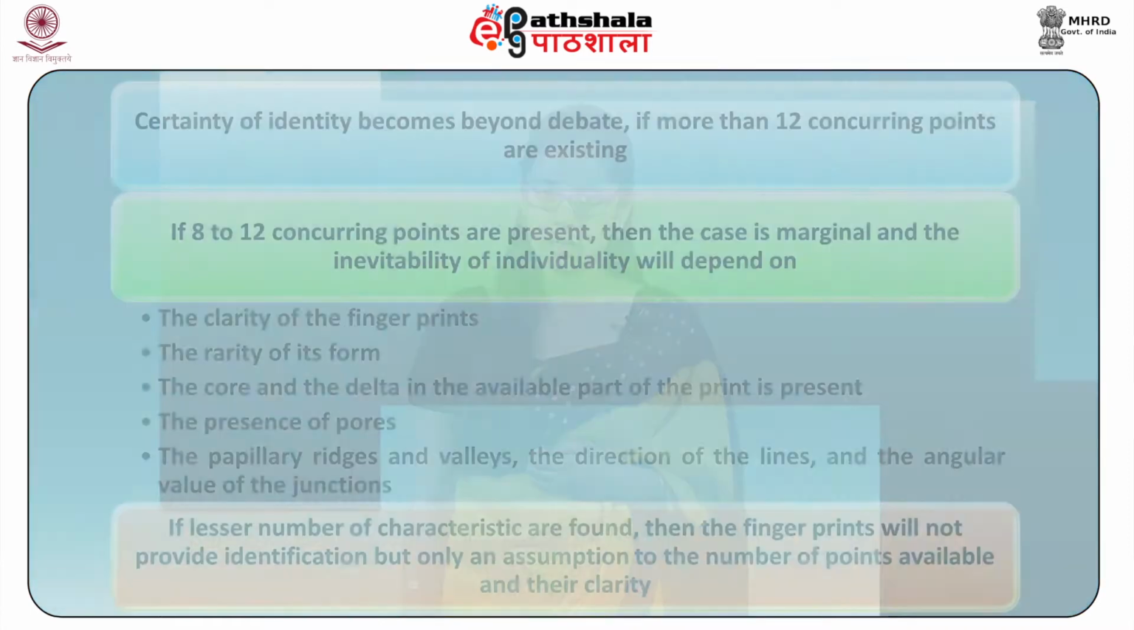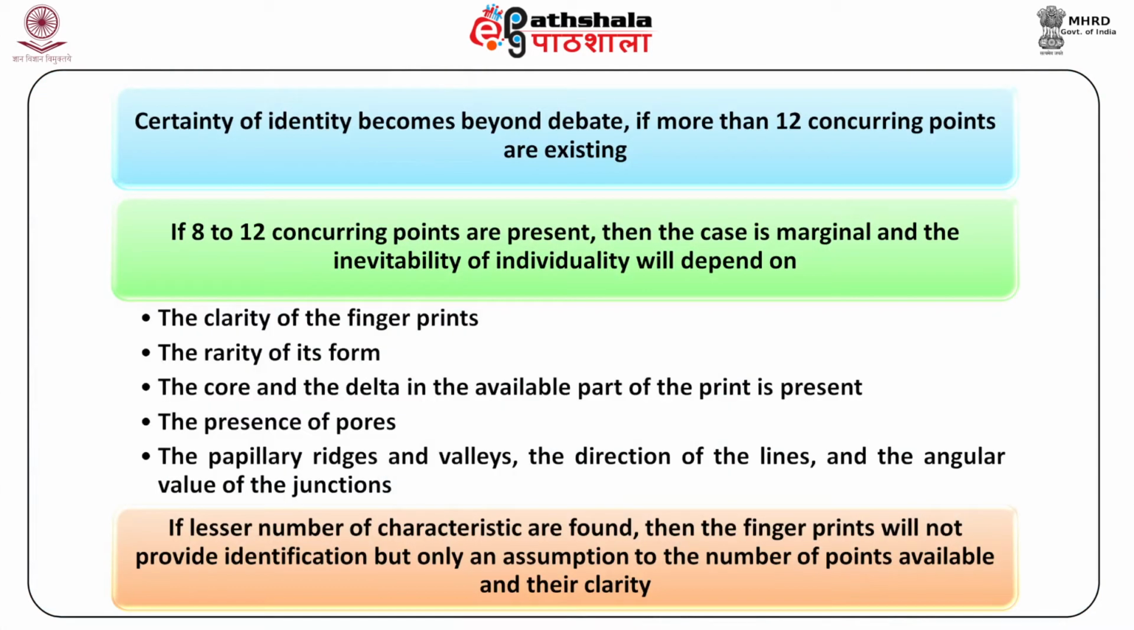In 1914, Locard published assumptions in relation to fingerprint identification and the standards which are used to ensure dependability, founded upon statistical analysis. He presented a set of rules: the certainty of identity becomes beyond debate if more than 12 concurring points are present.